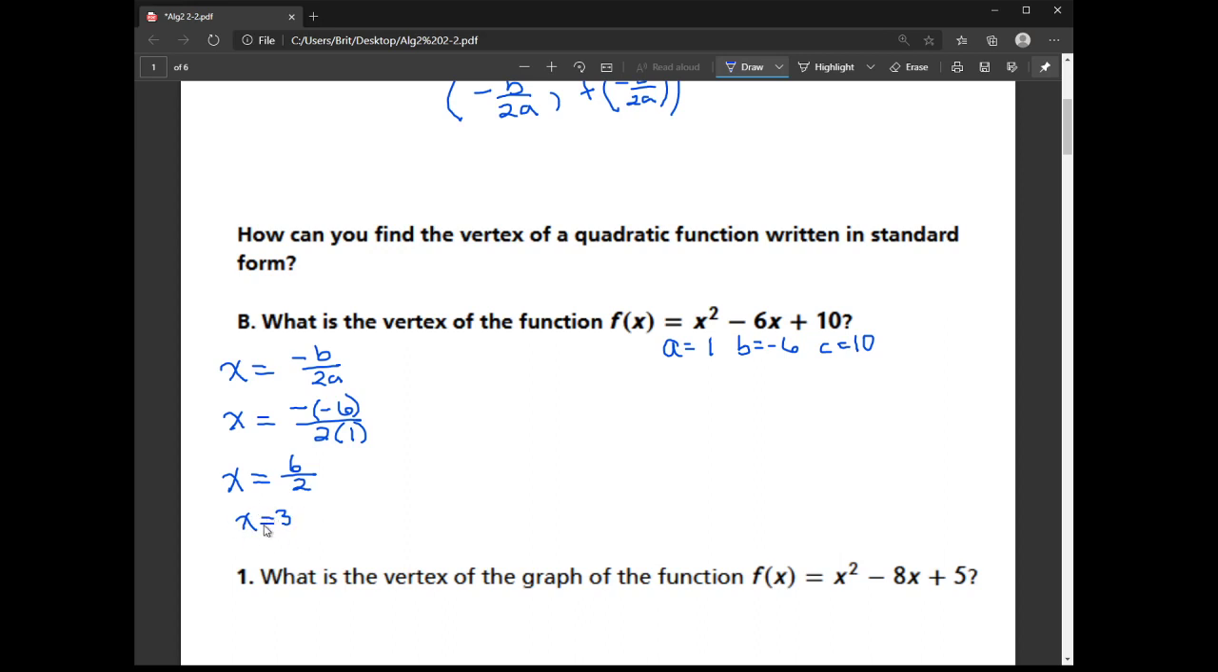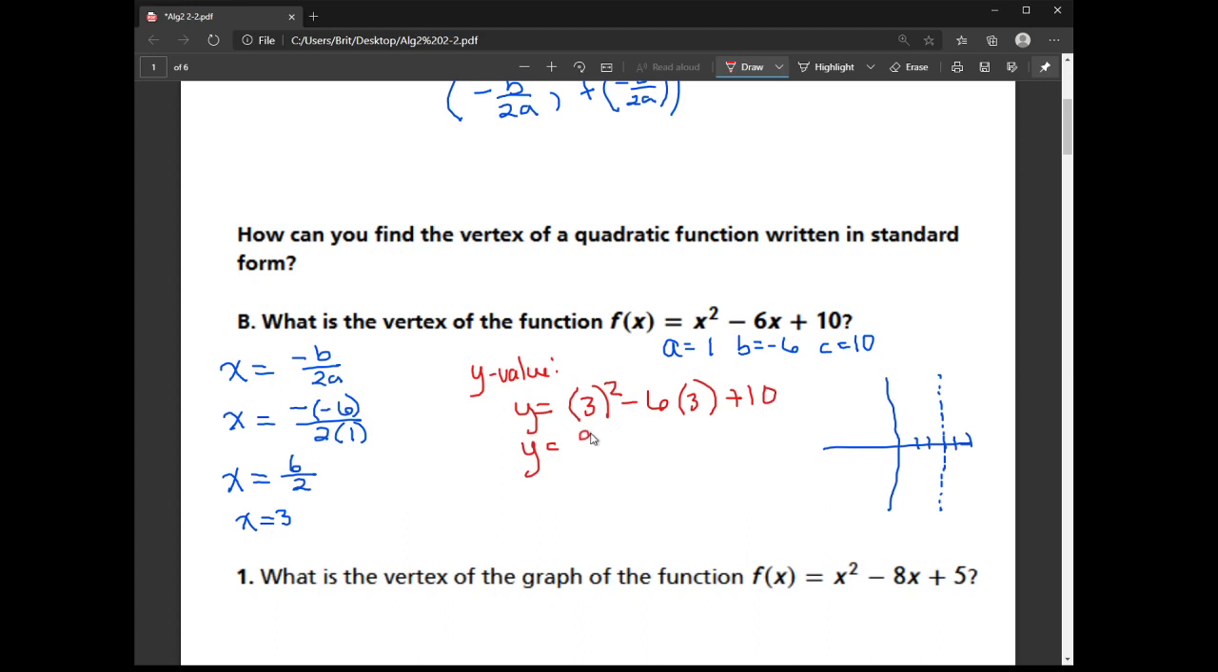Now this is also the axis of symmetry. If I were to draw a very rough sketch, we have found this dotted line, which the parabola would be symmetric around. So somewhere on this dotted line is my vertex. I'm going to take that 3 and plug it into the function to find the y value. So y equals x squared, so 3 squared, minus 6 times x, which is 3, plus 10.